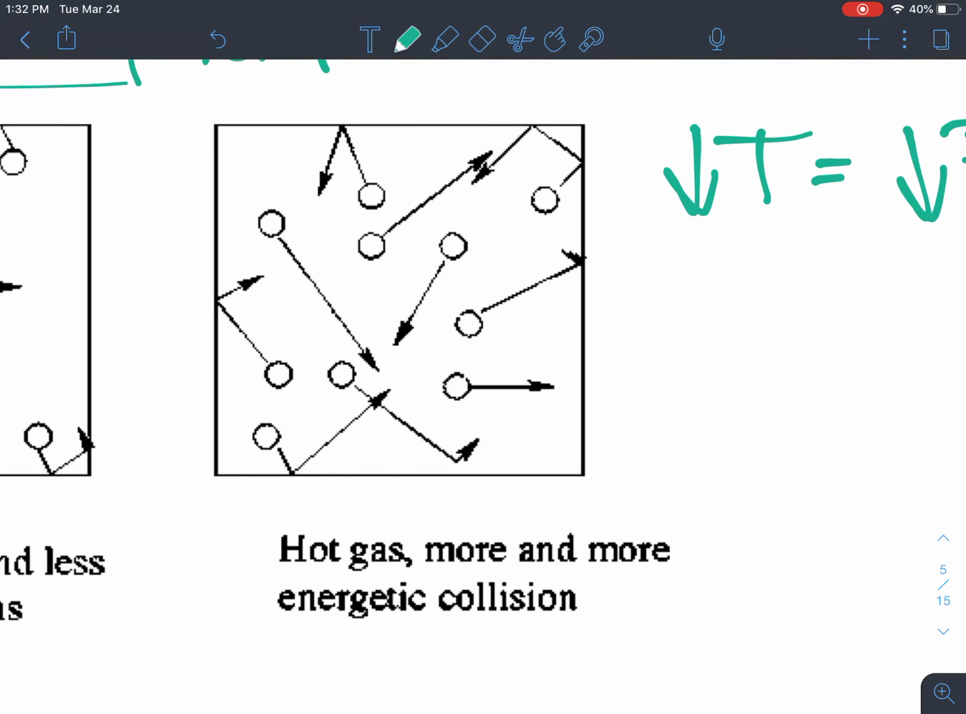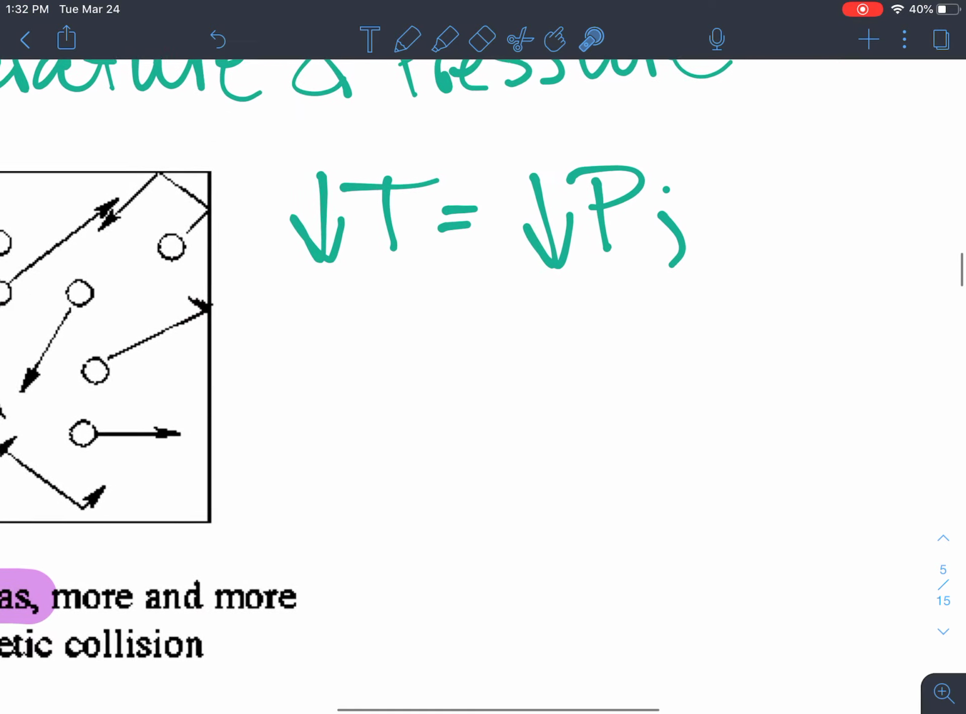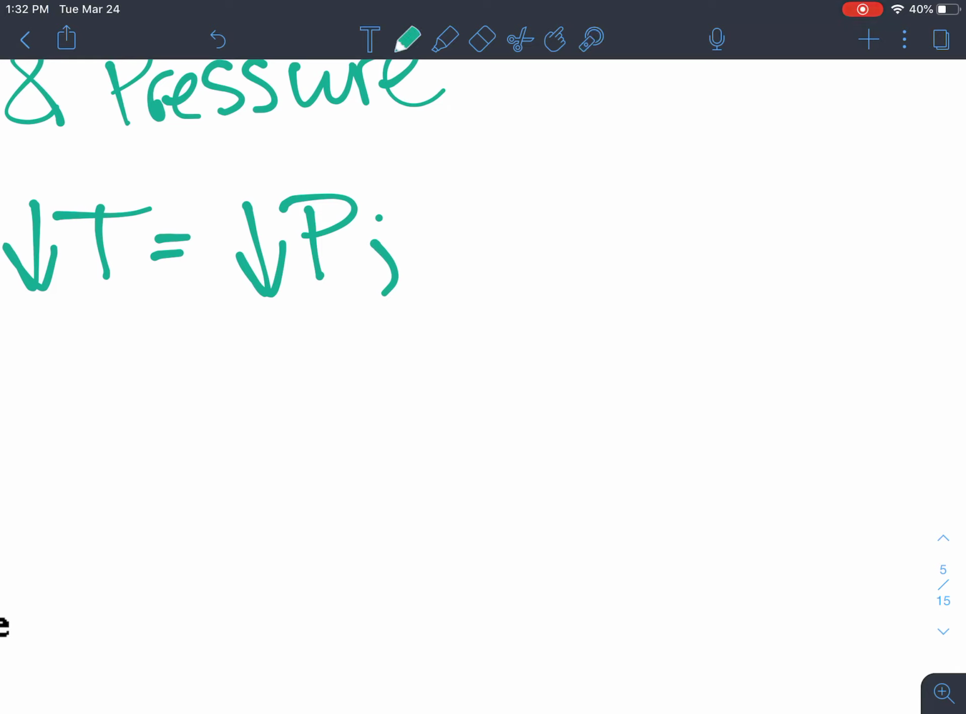If we take a look at this next picture, it represents a hot gas, and you can see that there are a lot more arrows on this picture. So a hot gas means that those particles are moving a lot faster. They're speeding up. So if they're moving faster, it means that they're hitting the walls of the container a lot faster and a lot more often. So the pressure is going to increase with that increase in temperature. So an increase in temperature equals an increase in pressure. And again, it's because those particles are hitting the walls of the container more often. This is a direct relationship or directly proportional.